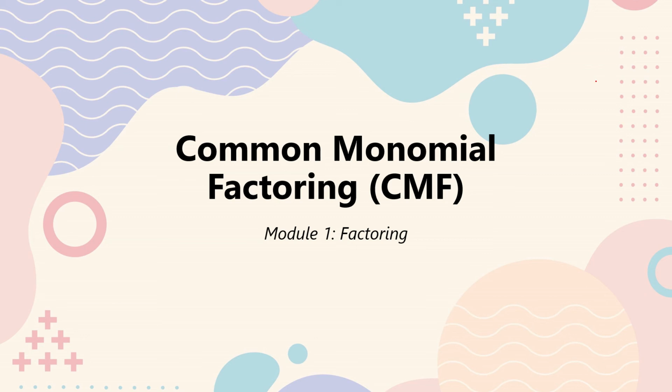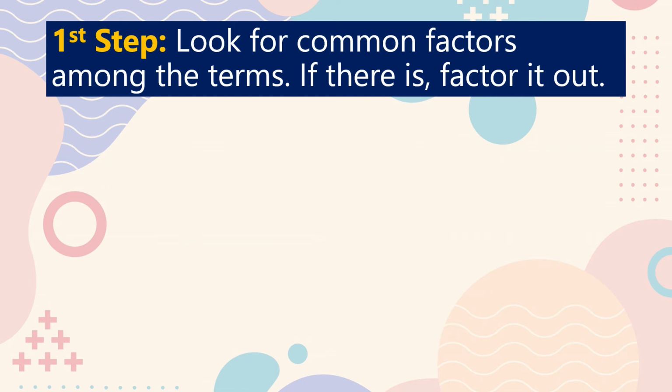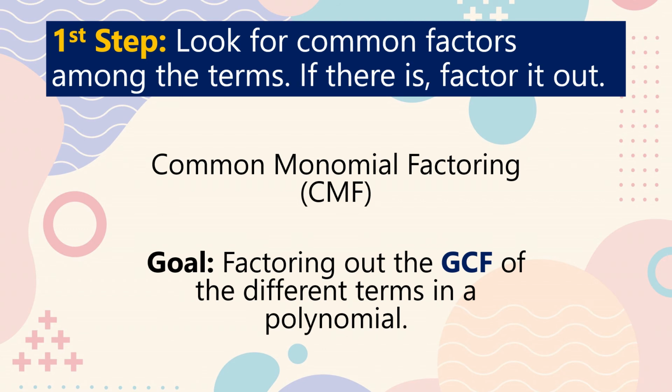Common monomial factoring, or CMF. Our first step to factor polynomials is to look for common factors among the terms. If there is, factor it out. So what we're doing in the first step is what we call common monomial factoring, or CMF. The goal here is to factor out the GCF of the different terms in a polynomial.